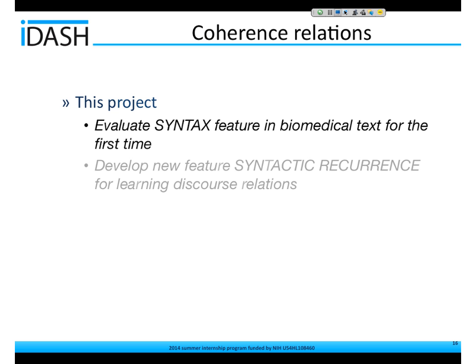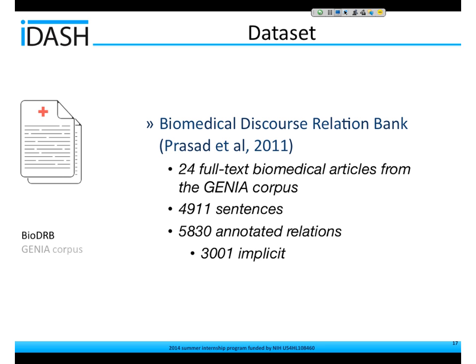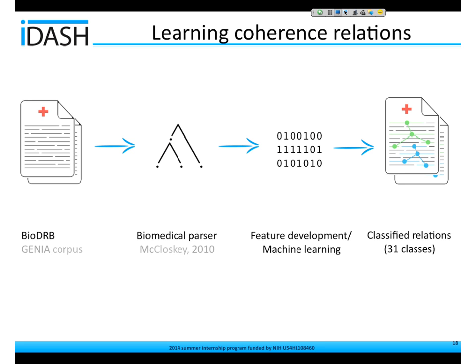So let's take up the first sub-goal, evaluate the syntax feature in biomedical text. Our data set is the Biomedical Discourse Relation Bank, which is a corpus of 24 full-text biomedical articles from the Genia corpus, almost 5,000 sentences, almost 6,000 annotated relations, 3,000 of which are implicit. And we're going to be focusing just on the implicit relations for this task. Given this data set, we run it through the state-of-the-art biomedical syntactic parser from McCloskey 2010. From there, we develop our features and run our machine learning algorithms, and finally output classified relations according to those 31 classes that I showed a few slides back.